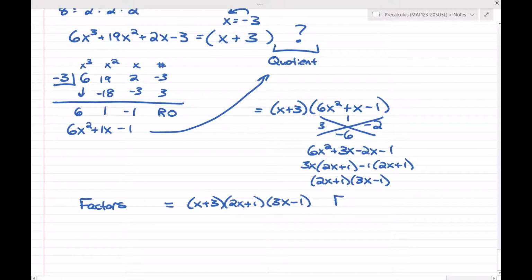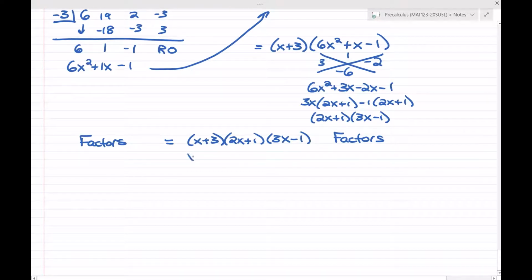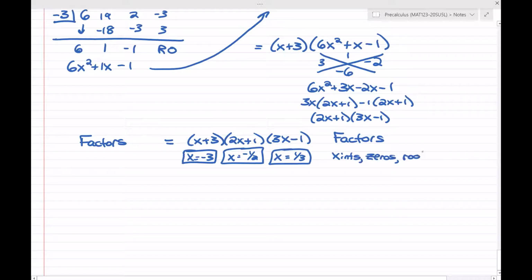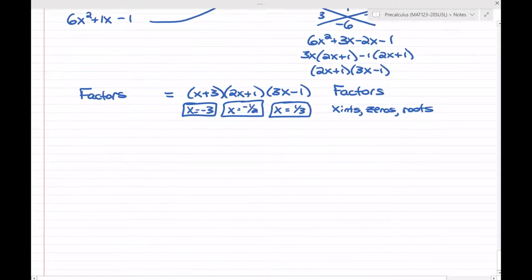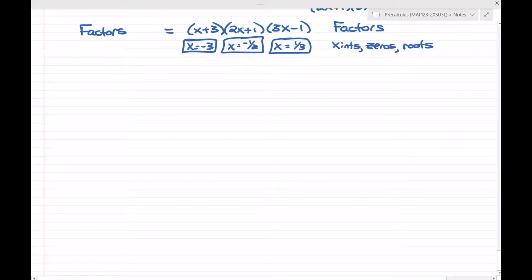Those are our factors. And if we wanted to convert those to roots, we can make them equal to 0. And x would equal negative 3. Bring the 1 over, divide by 2. Negative 1/2. Bring the 1 over, divide by 3. And these would be considered x-intercepts, zeros, or roots. So that's the difference between factors and roots. So now we're ready to move on to the main event. It's called the rational root theorem.